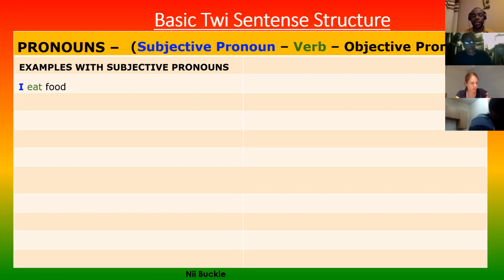Example, in English, we're going to say, I eat food. Now, in Twi, does it go the same or does it change? In Twi, we will say, me di aduane. Me, I, di, eat, aduane, food. Me di aduane. So repeat after me, me di aduane.